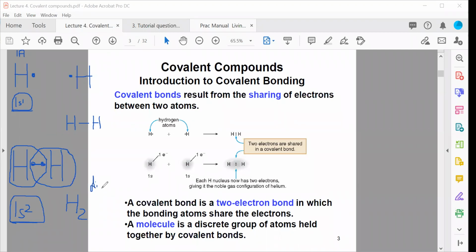and we call this a diatomic molecule. And you'll notice that I'll probably start using the term molecule. Oh, my writing is getting worse. I'll start using that term molecule a lot more in this lecture. And you can see why down here. A molecule is a discrete group of atoms held together by covalent bonds. So last week we talked about compounds. This week I'll use the term molecule a lot more because we're describing covalent molecules.